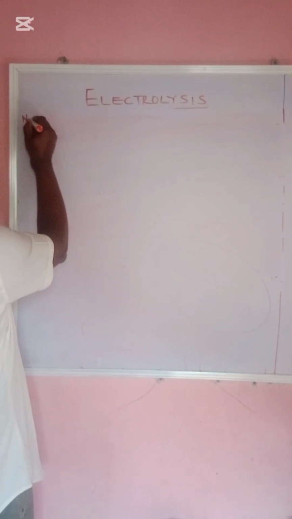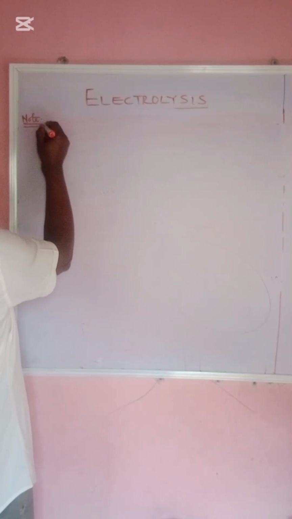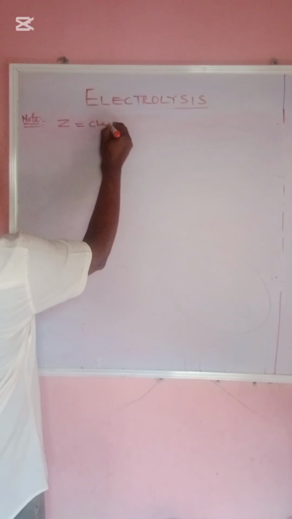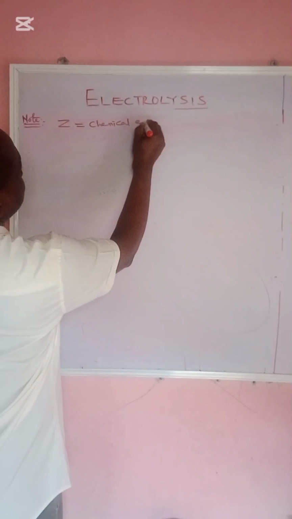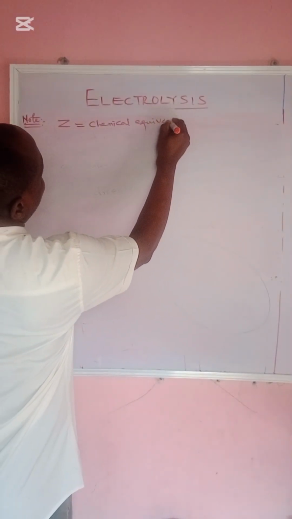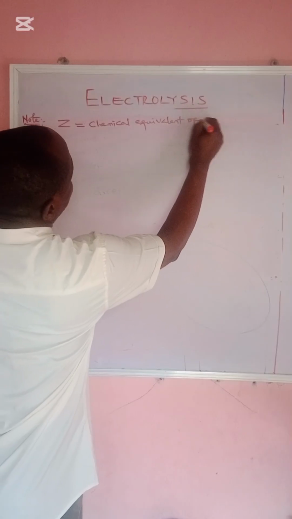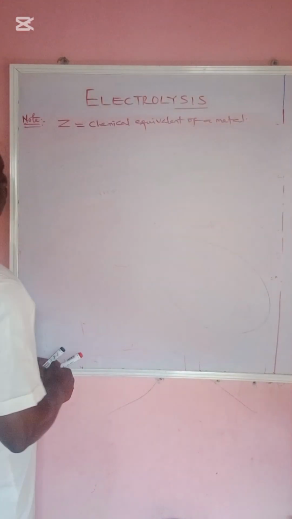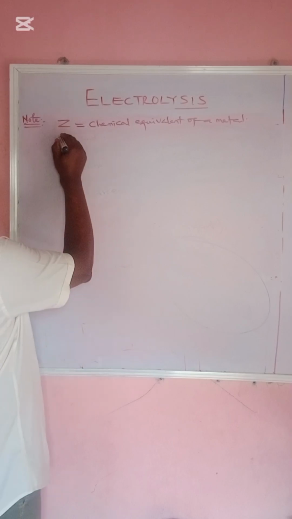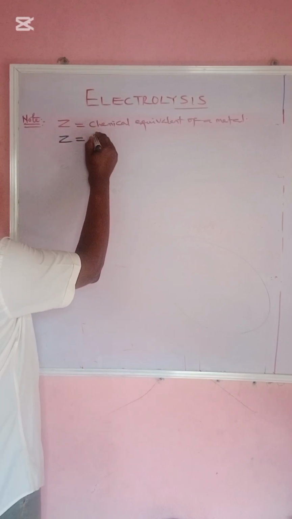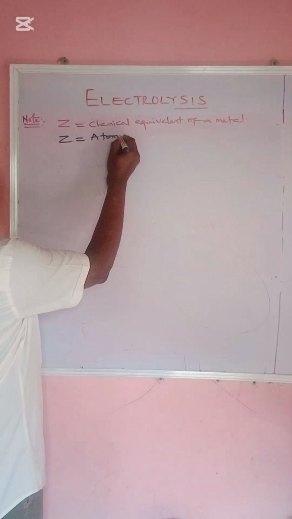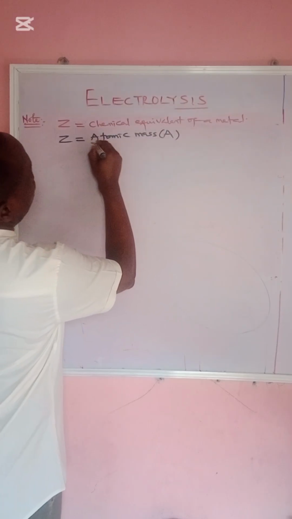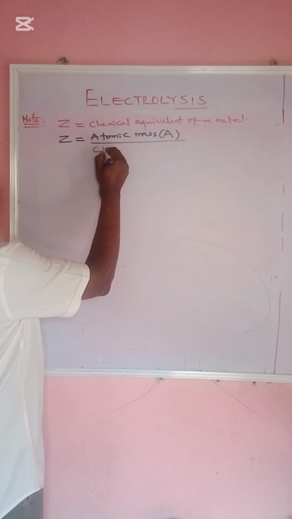I will say note. If you want to find Z, where Z is what we call the chemical equivalent of a metal, for example, the formula for chemical equivalent is atomic mass, that is mass number A, all over charge.